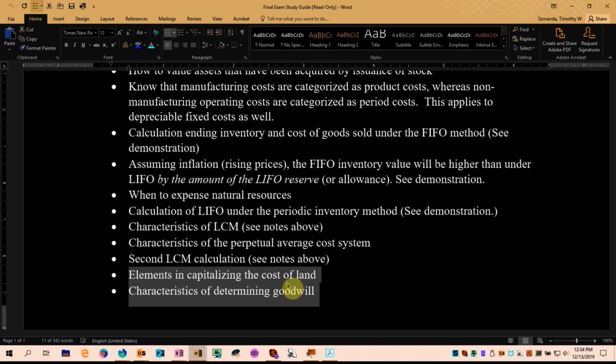And then finally, know the characteristics of how to determine goodwill. It's created when a business or a division changes ownership. And then we test for impairment on goodwill in the years that we feel there's been a qualitative change to the company that may necessitate a test of goodwill. So know all of these concepts then and study the demonstrations that I gave to you, and you should do pretty well on the final.